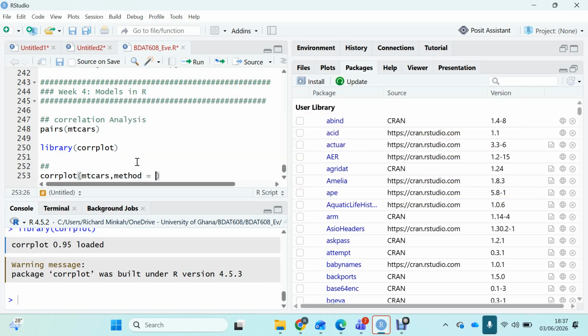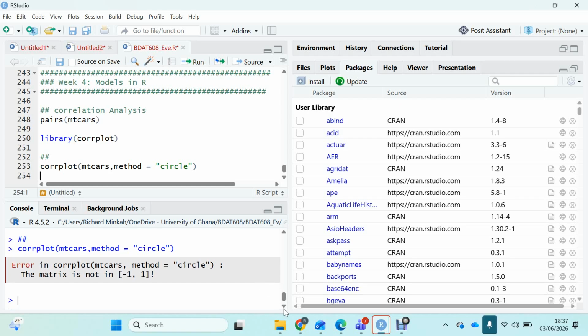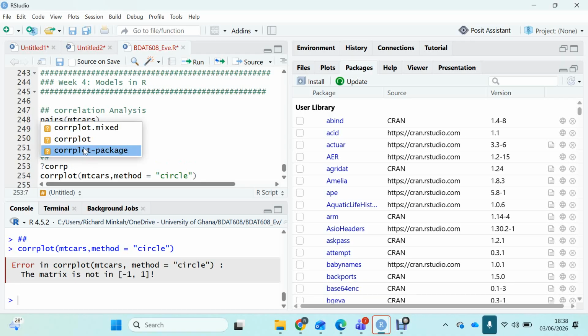Okay, so there are methods that we can use. One of them is circles. Okay, so when we do a circle, you get a circle. The matrix is in -1 to 1. I think we have a problem with, okay, let's see.